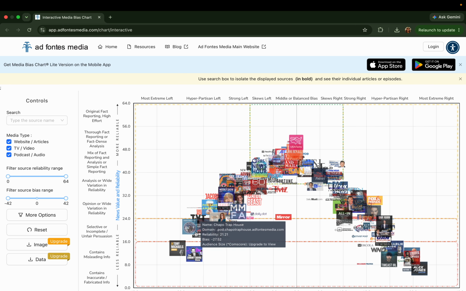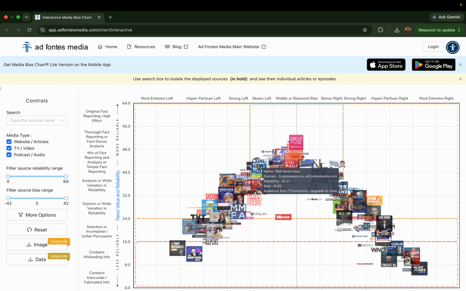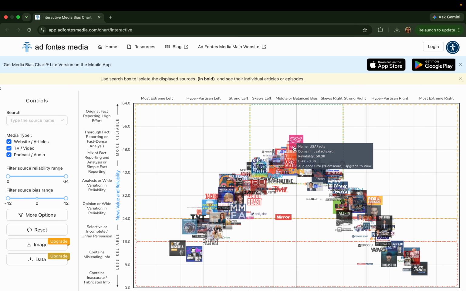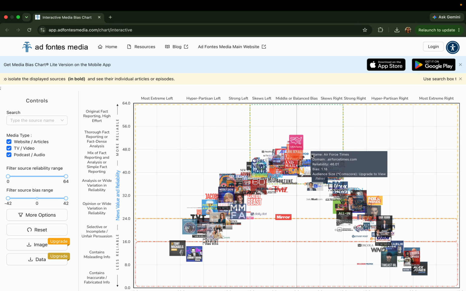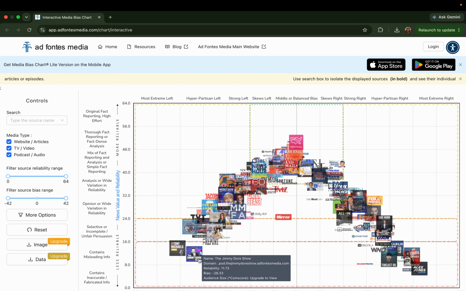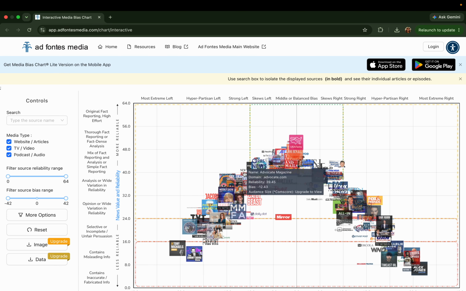You're going to choose one that's on the hyperpartisan left, one that's kind of strongly left or skews left, one that's in the middle, one that skews right or on the strong right, one that's on the hyperpartisan right. And you just have to choose 5 total, okay? That's one from each of those sections.